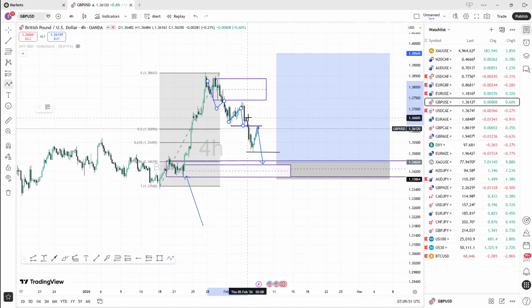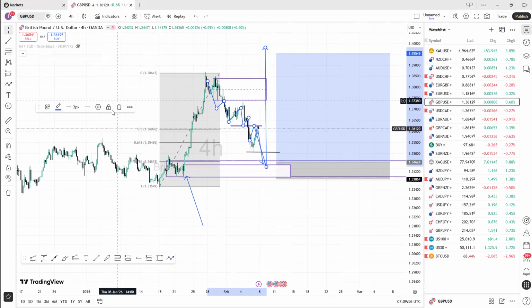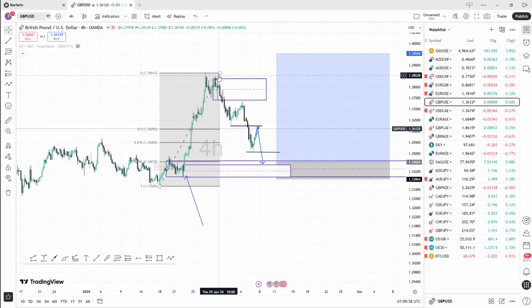You can see that the retracement has low volatility. So expect another impressive move from that area, extreme demand. So that is it.